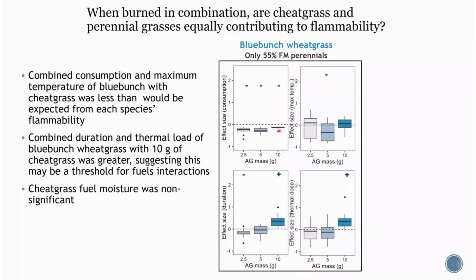When we take a look at that with blue bunch wheatgrass, what we find is that that does not occur. So effect size, there's no effect here on consumption, no effect on maximum temperature. Duration, when we get to 10 grams, now the duration, we're seeing an impact. So it looks like at lower annual grass biomass, when we're at 2.5 to 5 grams, we don't have that effect, but when it gets higher than that, then we start to see blue bunch wheatgrass being affected more when it has the cheatgrass with it.